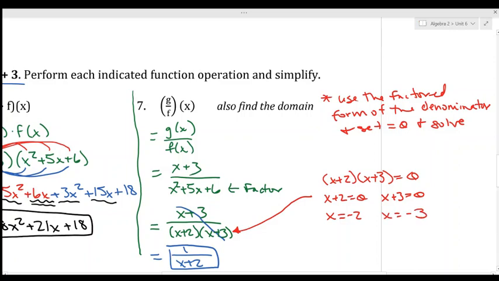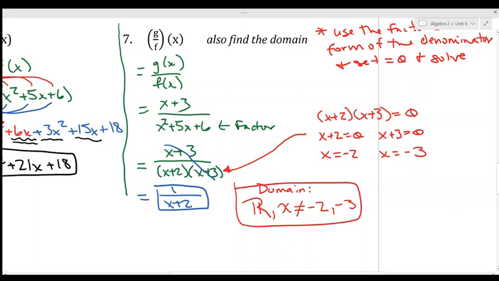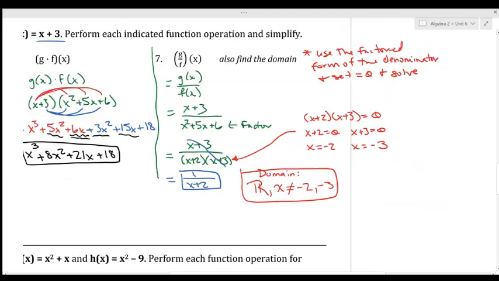So our domain, which is our answer, is going to be all of the real numbers except for, and remember to write except for, you have x not equal to, and it can't equal negative 2, and it can't equal negative 3. Your domain is what you set your denominator equal to 0, and those values that you get. That's how you figure out exclusions, okay, what your domain can't equal. All right, moving on.